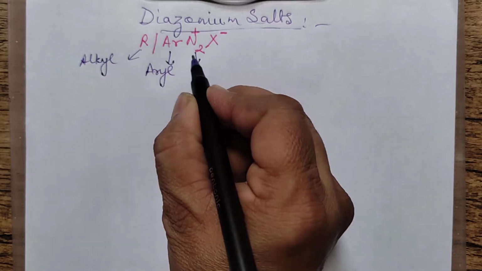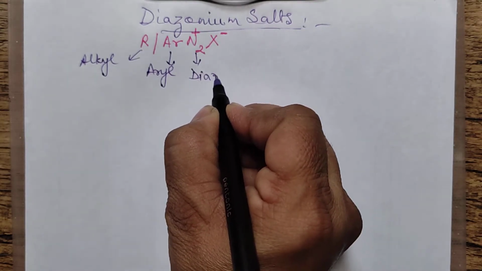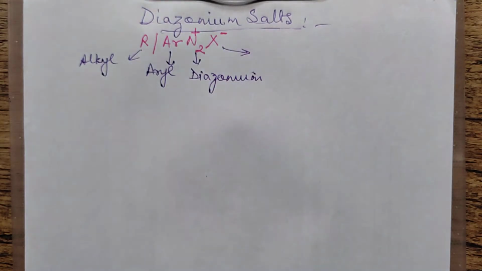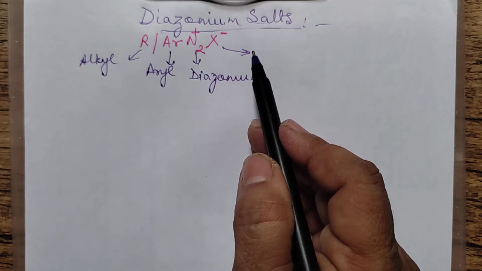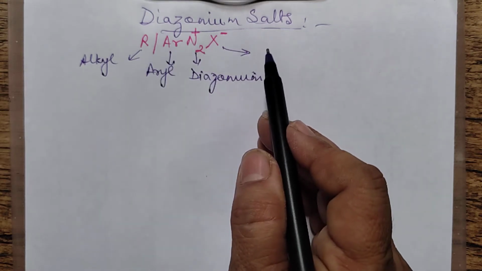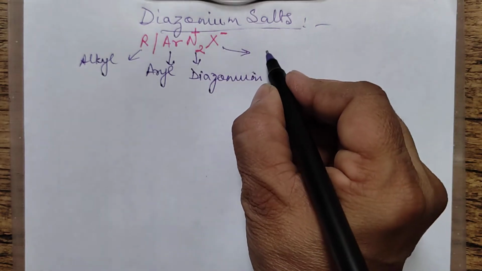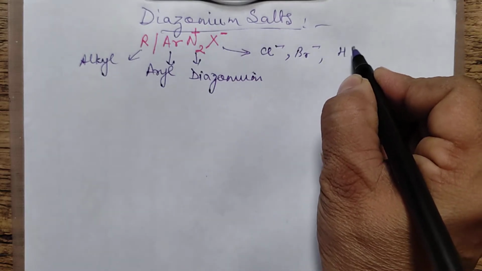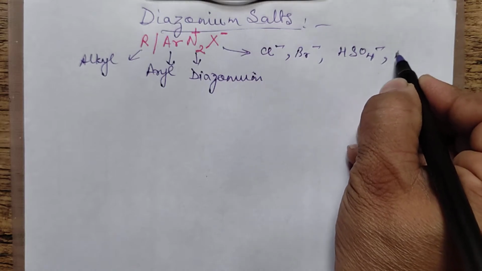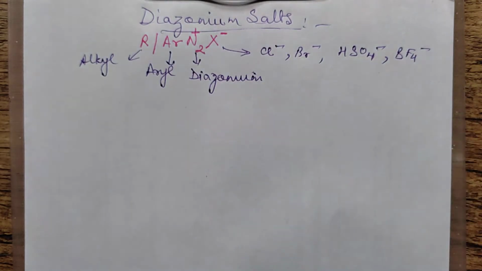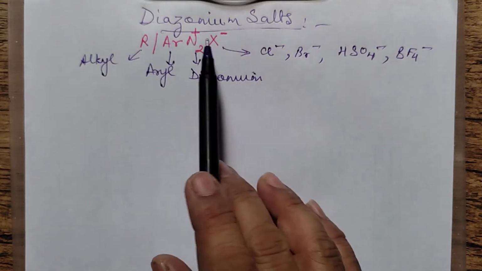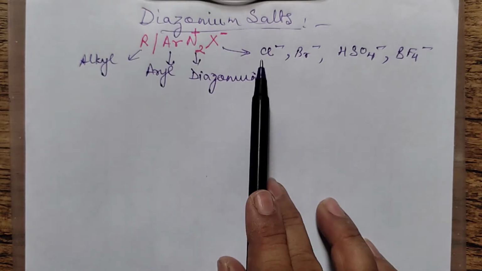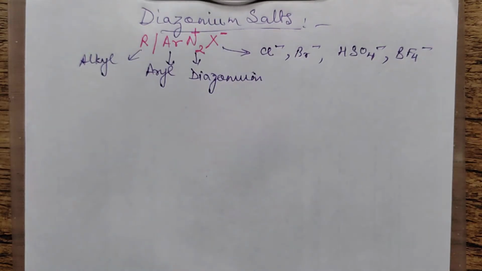And this N2 part is diazonium. Now this X minus, don't think this to be only halide. Normally students think it is diazonium halide, but it's a salt. So X minus can be either chloride, bromide, hydrogen sulfate, or it can also be BF4 minus. Put together, we just call them diazonium salts. In aryl diazonium, X can be any of these ions.